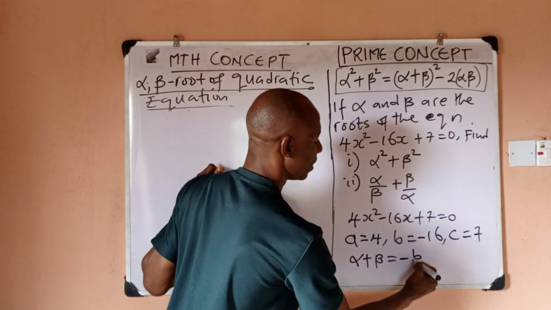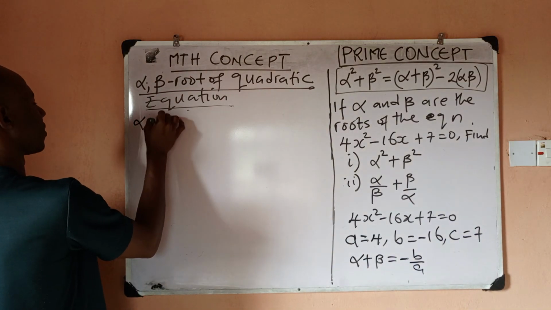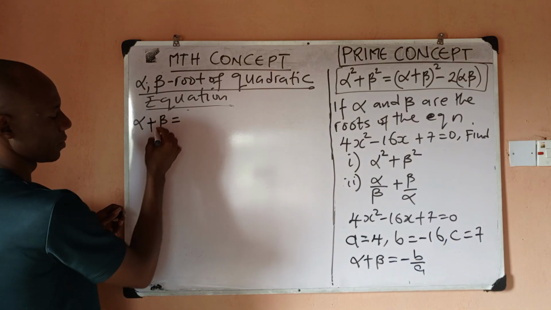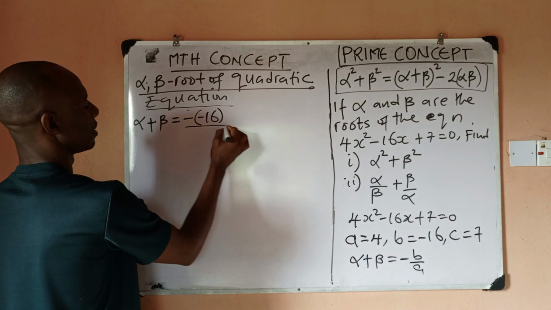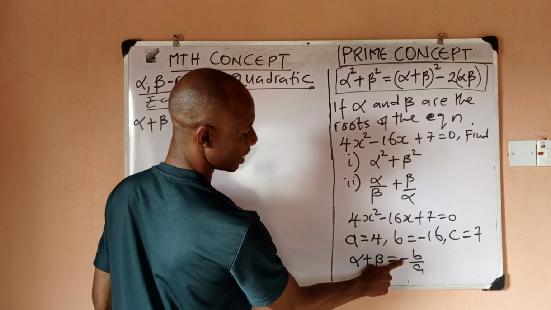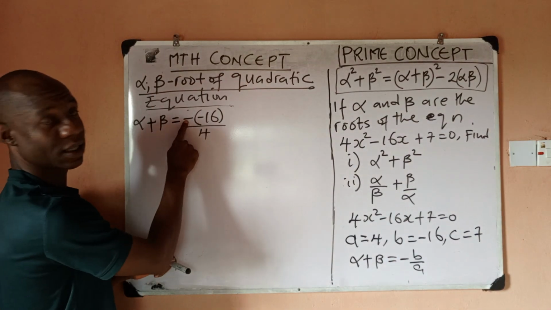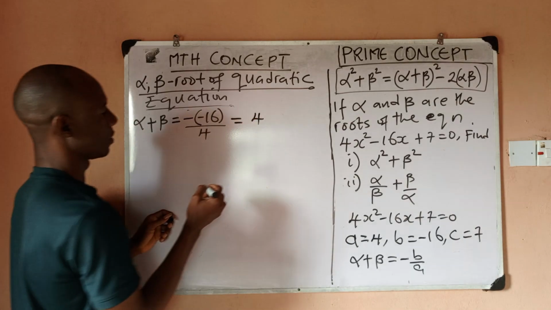Knowing this, I can find that my alpha plus beta, the sum of roots, has a formula which is minus B over A. So it means that my alpha plus beta is going to be what? Minus into minus 16 divided by 4. Remember, my B is minus 16, and there's already a minus here, which is still outside. So don't mix up.